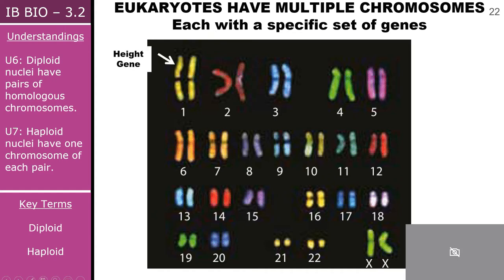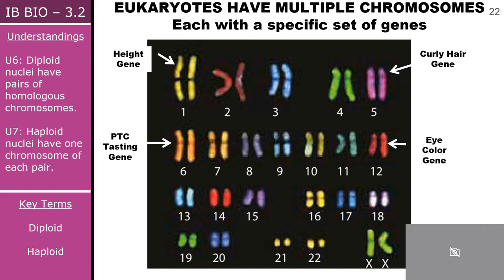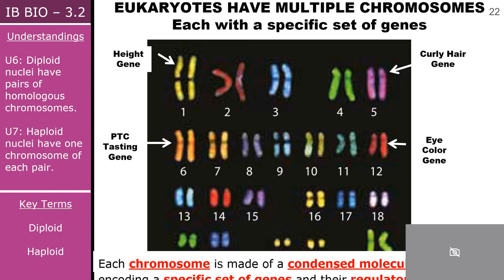So remember on chromosome 1, maybe we have this height gene. On 5, maybe we have this different curly hair gene, and maybe on 6, it's the PTC tasting gene. So each one of these has a different set of genes. Maybe over here we have the eye color gene. Each chromosome is made of a condensed molecule of DNA, I think we already covered this, encoding a specific set of genes and their regulatory sequences. So each one of these is just DNA, and each one has a different set of genes.